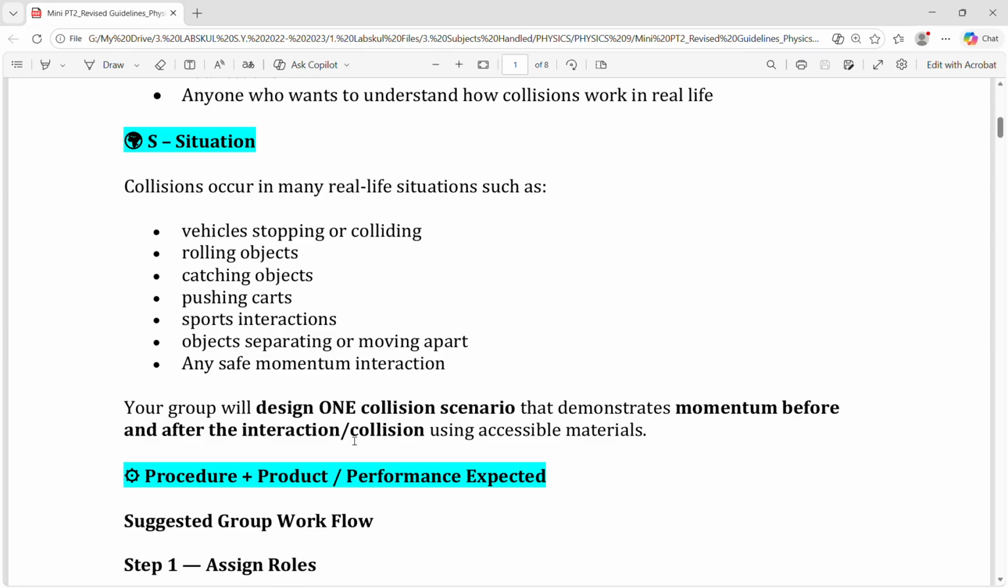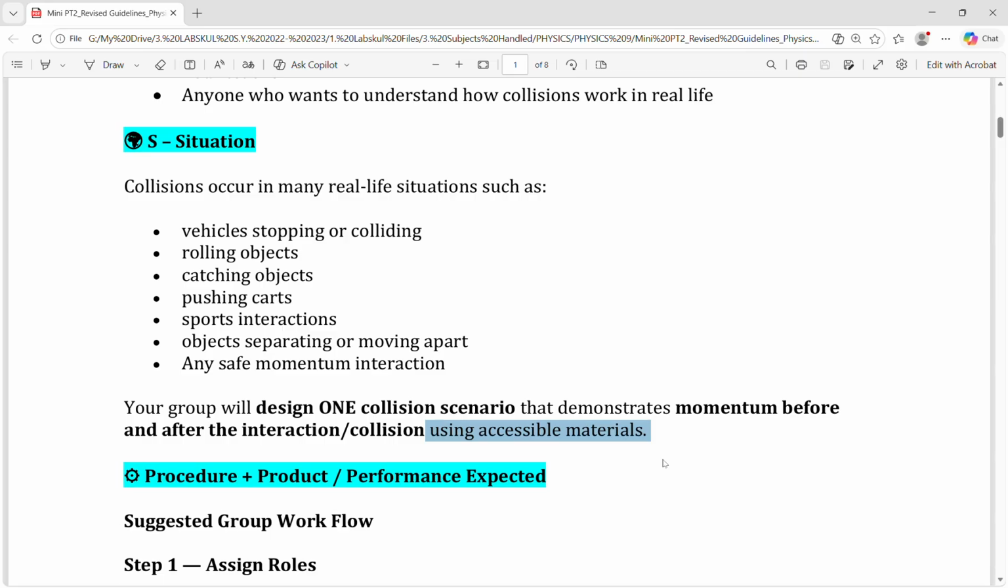Because of these many real-life situations or collision scenarios, your group will design only one collision scenario that demonstrates momentum before and after the interaction or collision using accessible materials or any materials available at home. That's why you need not buy anything just for your demonstration.